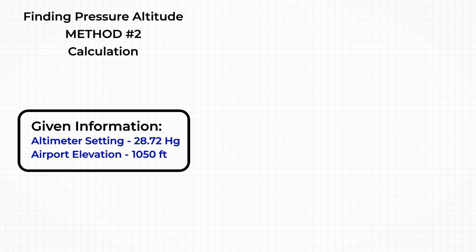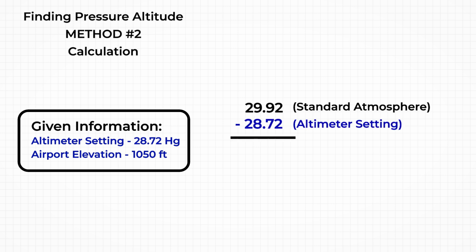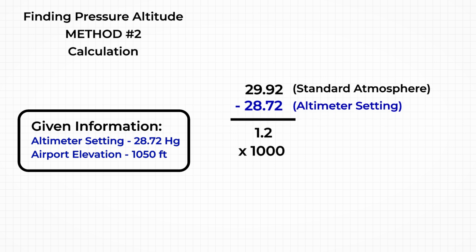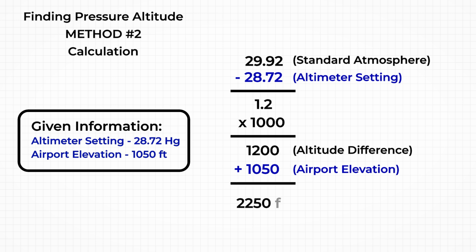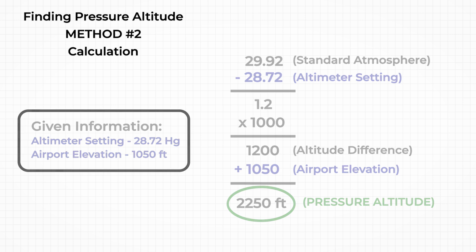Here's how to calculate the pressure altitude. Take 29.92, the standard atmosphere value, and subtract the current altimeter setting from it. Multiply this value by 1,000. This is because 1 inch of mercury is roughly equal to 1,000 feet of altitude. Then simply add the airport elevation, or whatever elevation you're currently at, to this number. Here's another example.